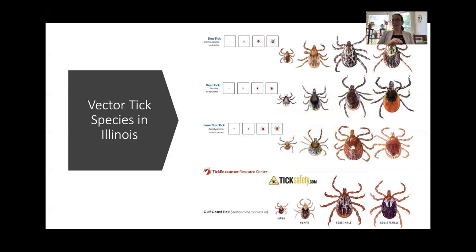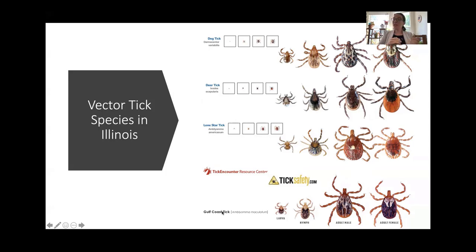We have 4 vector ticks of concern in Illinois. The 3 biggest that we talk about are the dog tick, or Dermacentor variabilis, the deer tick, or Ixodes scapularis. This is the one that most of you have heard about. It's also called the black-legged tick. You see the black legs there. And the Lone Star tick, or Amblyomma americanum, and this is why we call it the Lone Star tick, because the females have this beautiful white spot in the middle of their back.